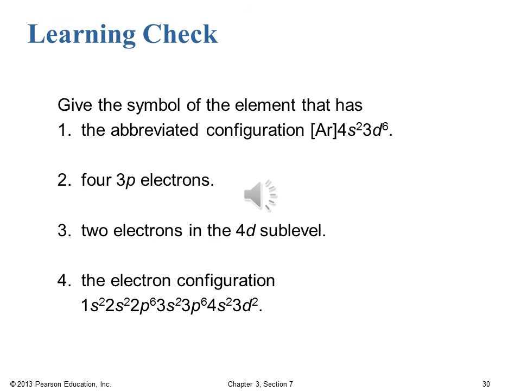Alright, so for this final learning check of the subsection, we've got the question, or the order, I suppose. Give the symbol of the element that has, number 1, the abbreviated configuration argon core 4s2 3d6. Number 2, 4 3p electrons. Number 3, 2 electrons in the 4d sublevel. And then finally, number 4, the electron configuration 1s2, 2s2, 2p6, 3s2, 3p6, 4s2, 3d2. So these are all directions for finding these particular elements in the table.